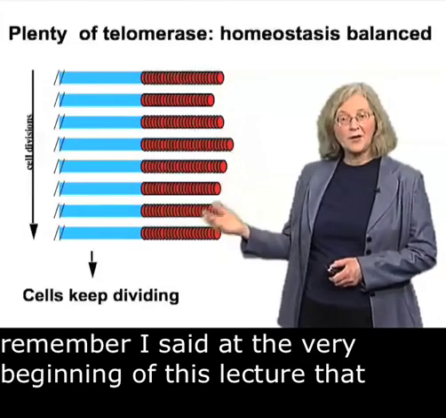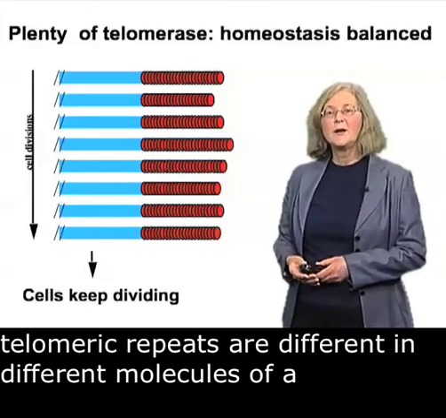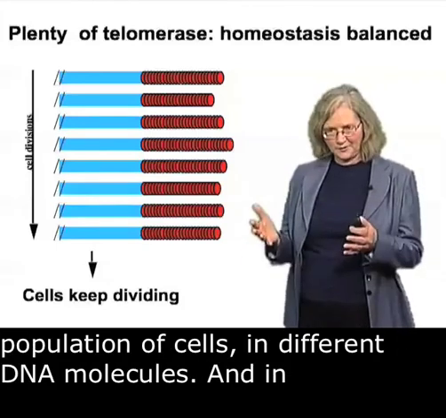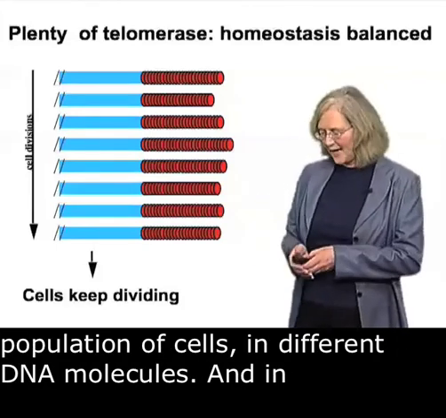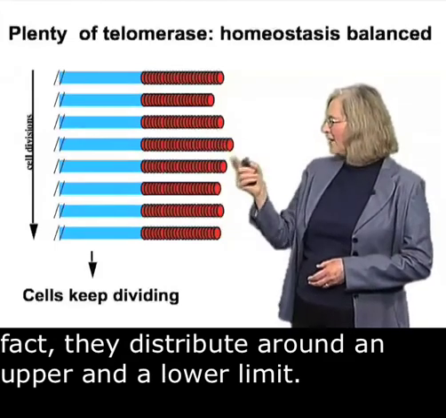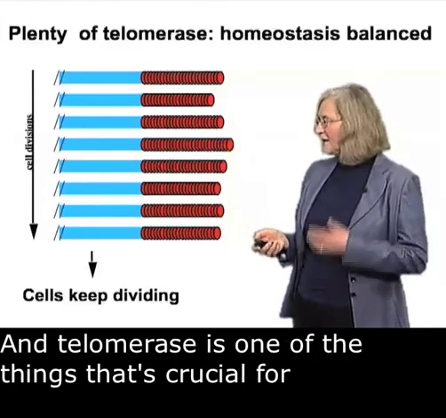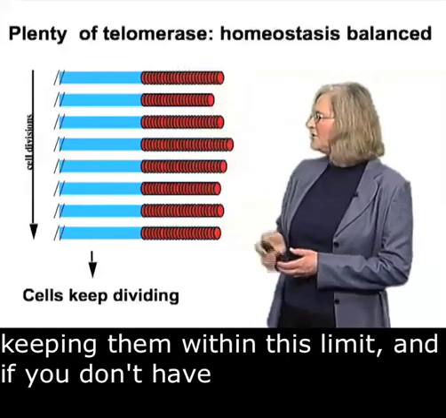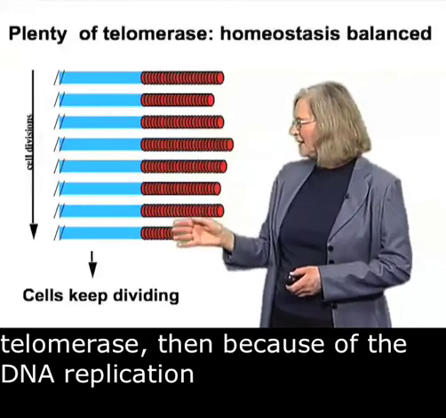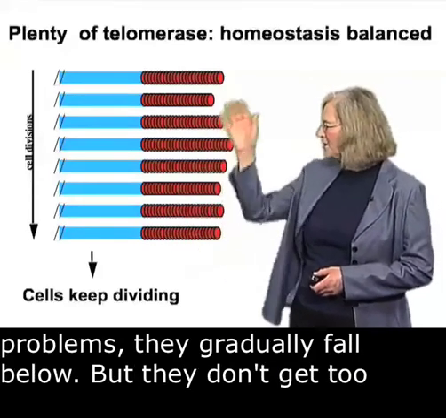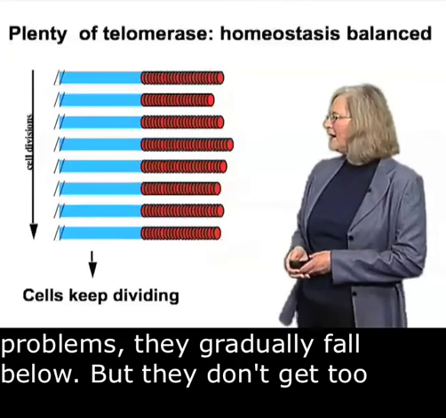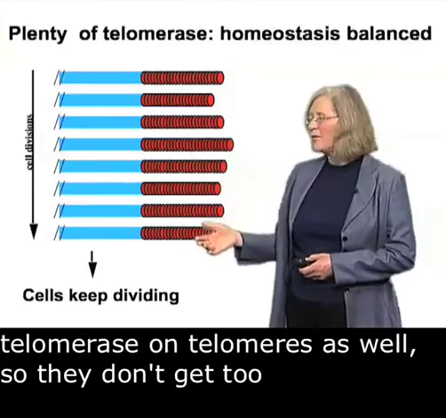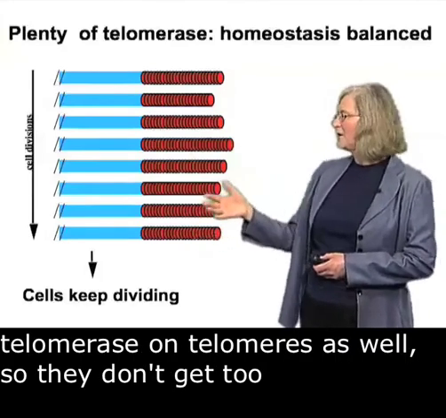Remember, I said at the very beginning of this lecture that telomeric repeats are different in different molecules of a population of cells and different DNA molecules. And in fact, they distribute around an upper and a lower limit. And telomerase is one of the things that's crucial for keeping them within this limit, and if you don't have telomerase, then because of the DNA replication problems, they gradually fall below. But they don't get too long either. And a great many factors limit the action of telomerase on telomeres as well, so they don't get too long.